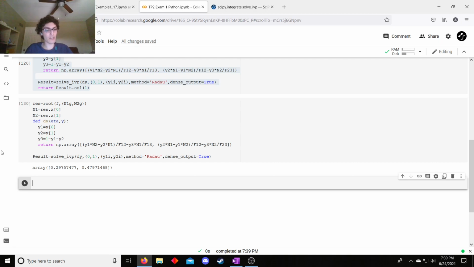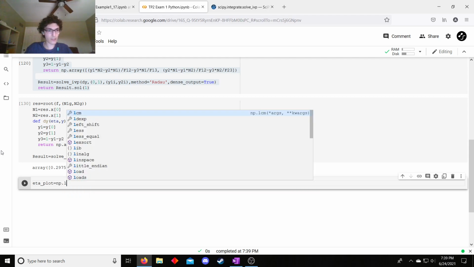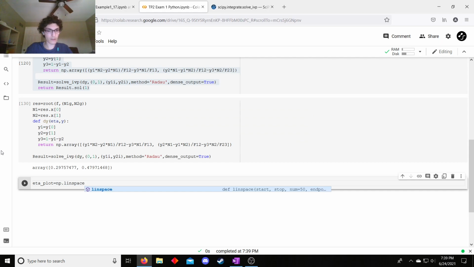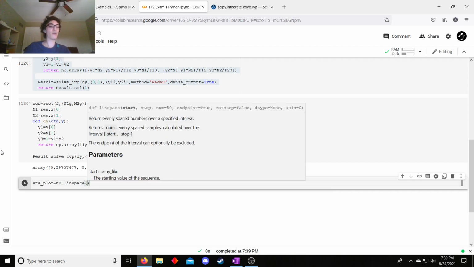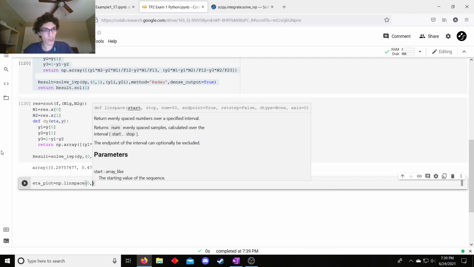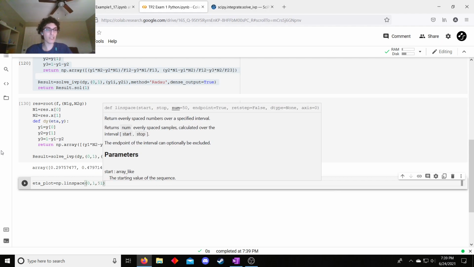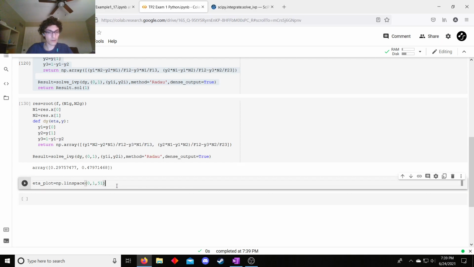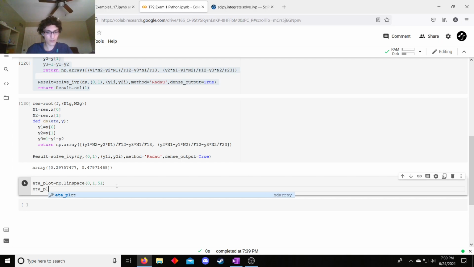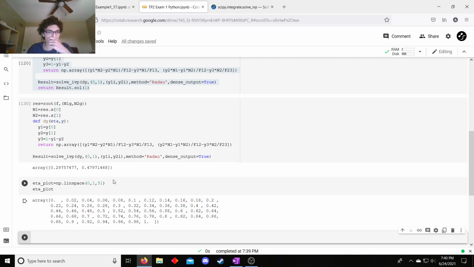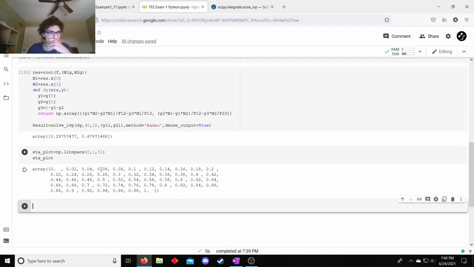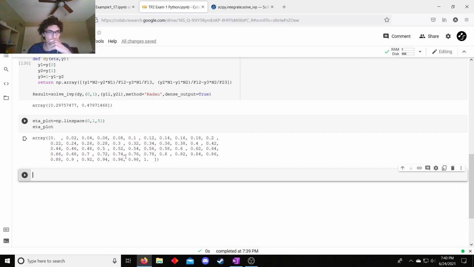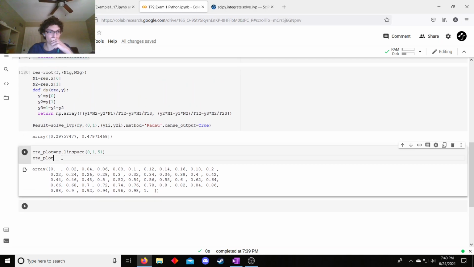Now in order to do that, I'm going to set up an array. I'm going to call it eta plot, and we're going to use np.linspace. This is just going to make an array of numbers from 0 to 1, with 51 equal intervals. If we look at this, this is what it looks like. It's just 0 to 1 in 51 equal intervals.